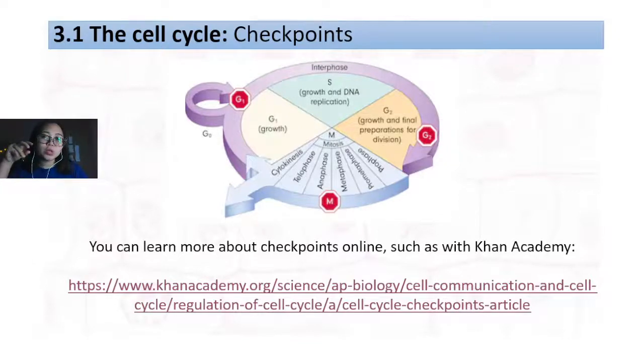We don't go into detail about cell cycle checkpoints in your current syllabus, but you are free to go and learn about it online. So here I have a link to this website. You might have already heard about it, Khan Academy. So go ahead and read your notes if you want to learn more or find out more on YouTube or other online resources. Okay? Feel free to explore on your own time.